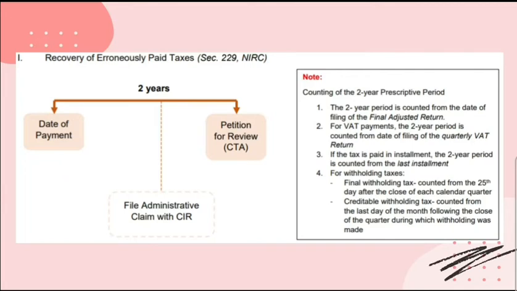Lastly, and the fourth one, for withholding taxes, which includes the final withholding tax and creditable withholding tax. For final withholding tax, the 2-year period is counted from the 25th day after the close of each calendar quarter. For the creditable withholding tax, on the other hand, the 2-year period is counted from the last day of the month following the close of the quarter during which withholding was made.